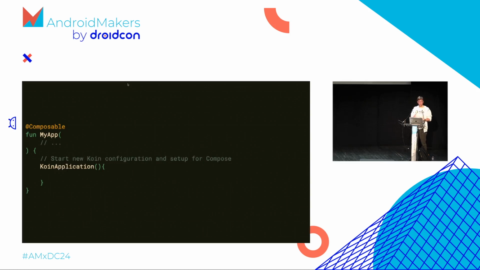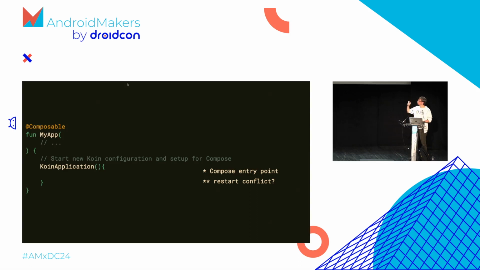This one, the Koin application, is a new start entry point. That means that at this point you are starting a new application context. Then, for example, if you are using start Koin in your main entry application class, and you are using Koin application in your composable later, you will have a conflict, and you can't have both. You need to understand that this is starting a new entry point for the global Koin context.